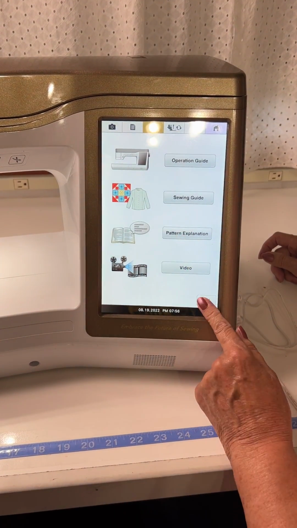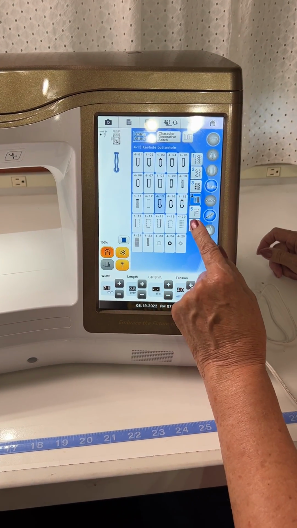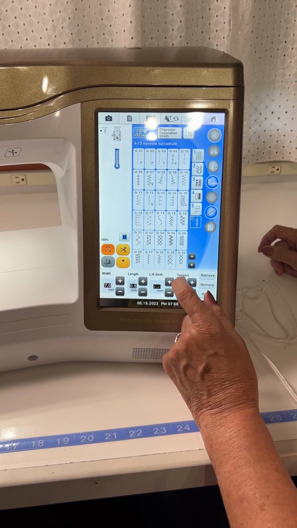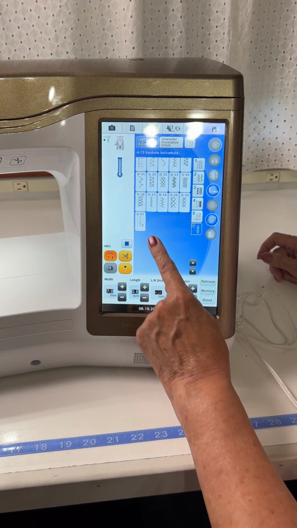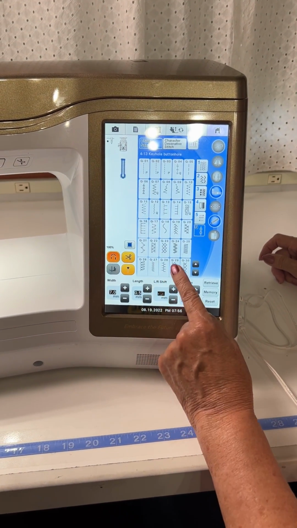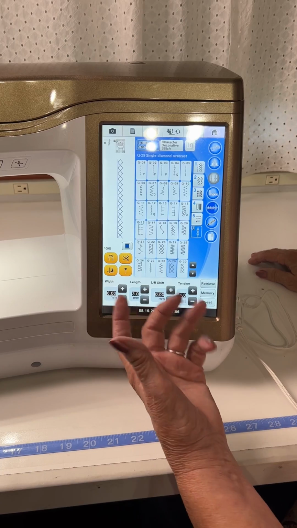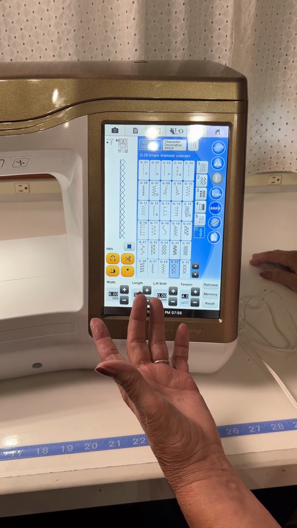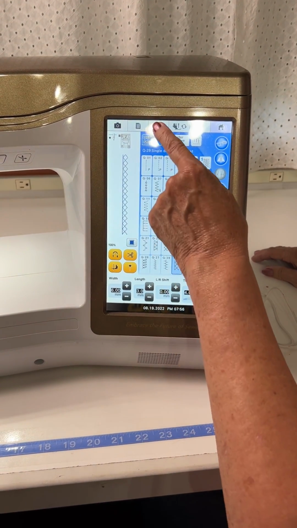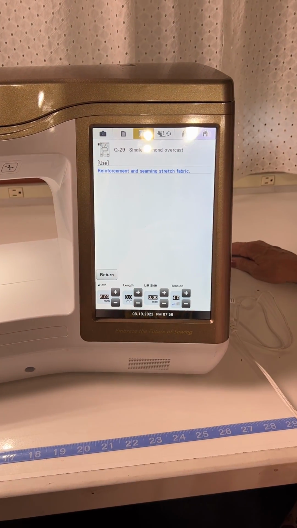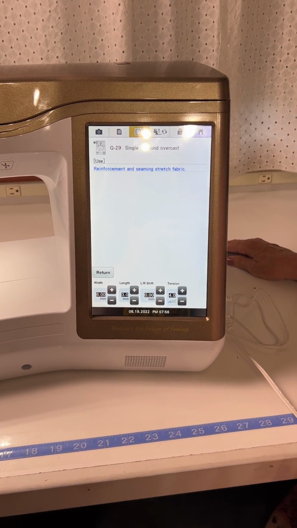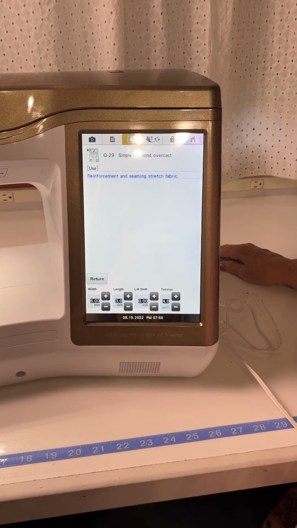What if I went to a different stitch? Whoops, almost lost them. Come on down here. Let me go to that one right there. That one says a single diamond overcast. What does that mean? It is a reinforcement and seaming stretch fabric when I'm doing that. That is telling me everything I need to know about that stitch. And I love having that right at my fingertips.